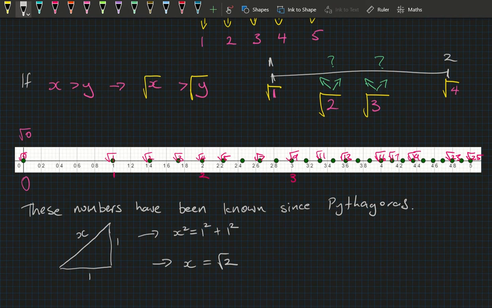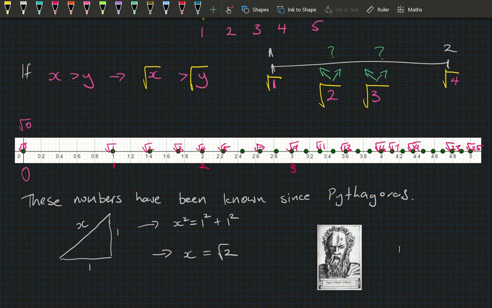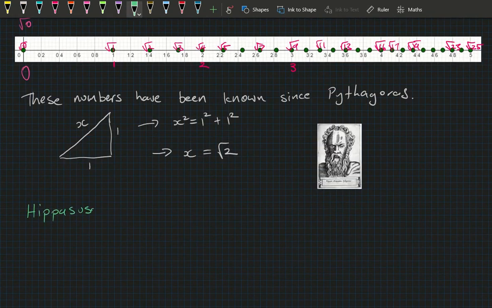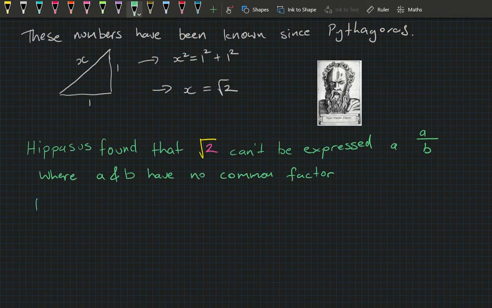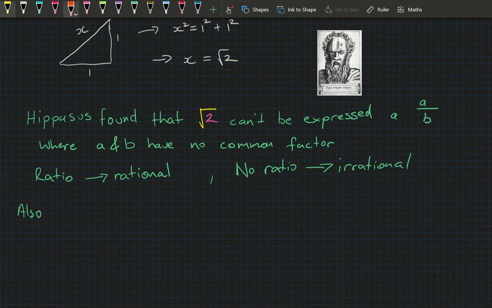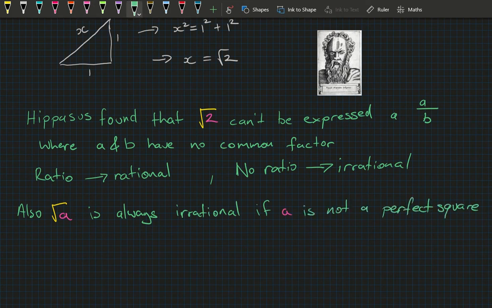This baffled the Pythagoreans for a long time, but then a man by the name of Hippasus found that the square root of 2 can't be expressed as some fraction a over b, where a and b have no common factors. In other words, a fraction that can't be reduced anymore. So this means that there's no ratio to express root 2, and so this is why we call it irrational. And it turns out that the root of all numbers that are not perfect squares are also irrational. So these are the numbers that we call surds.